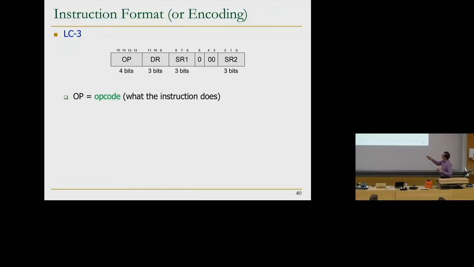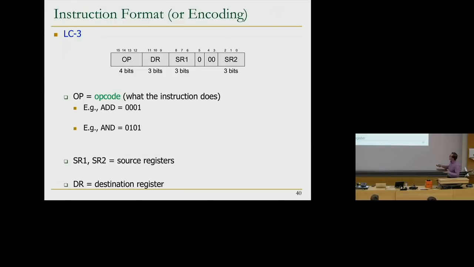So the opcode specifies what the instruction does, what the machine should do when it actually has this instruction in the instruction register. Add is encoded this way, and AND is encoded this way, for example, in LC3. SR1 and SR2 are source registers, and DR is the destination register. For example, add semantics is add SR1 and SR2, and store the result in the destination register. AND is basically similar. AND is a bitwise AND. Basically, do a bitwise AND of SR1 and SR2.